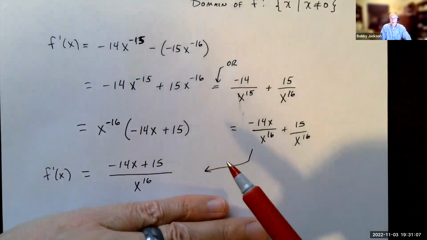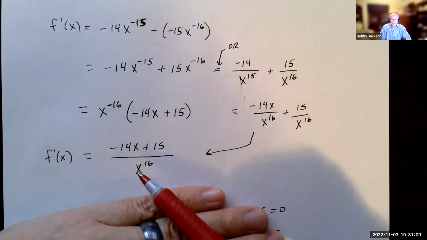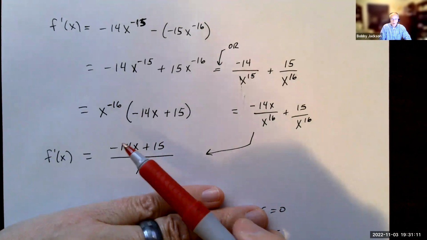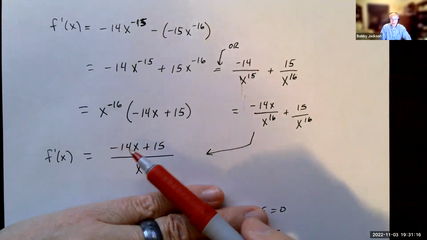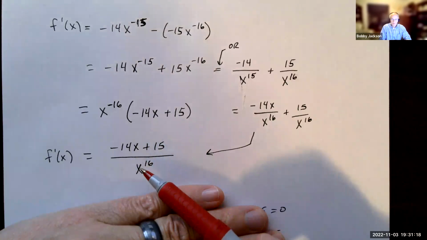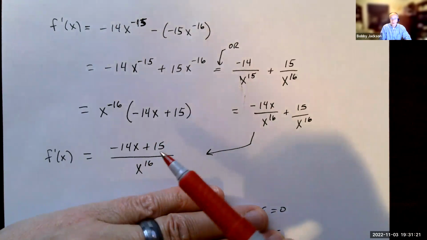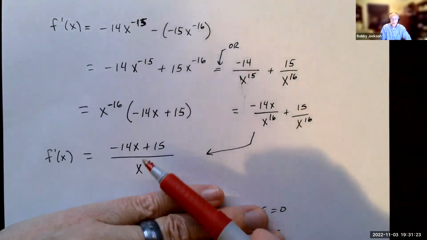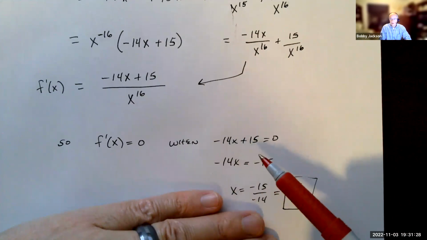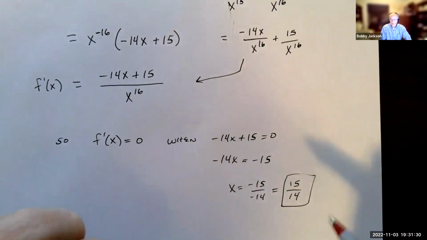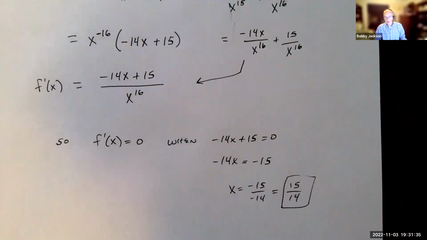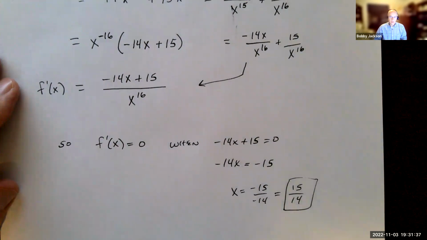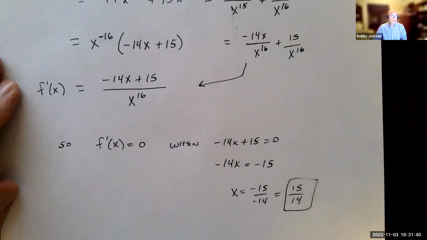So either route works. And you can clearly see, again, it's undefined when x is 0, but it's going to be equal to 0 when the numerator is 0, right? When you're dividing into 0, 0 divided by some non-zero number is 0. So this derivative will be 0 when this numerator is 0. And if we solve that, we get x is 15/14. So that is the critical point for this function. There's only one. Hope this helps on this one.